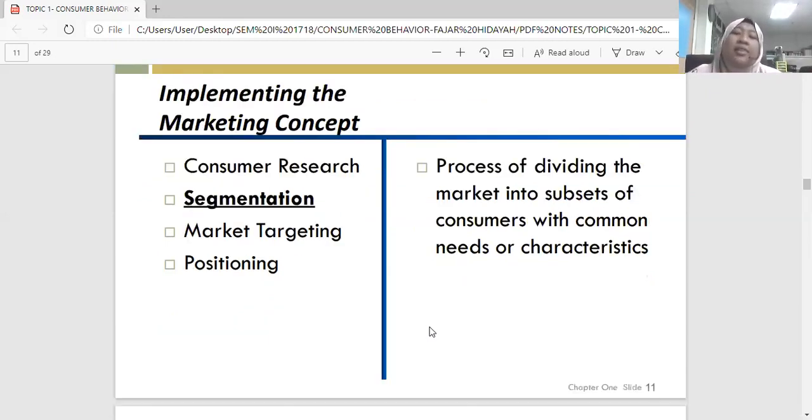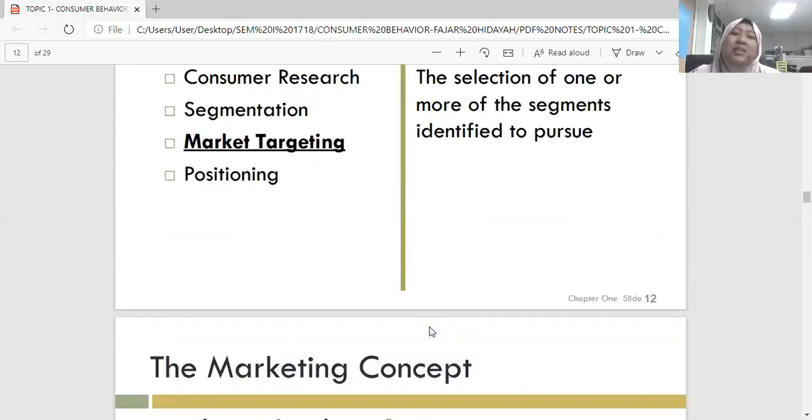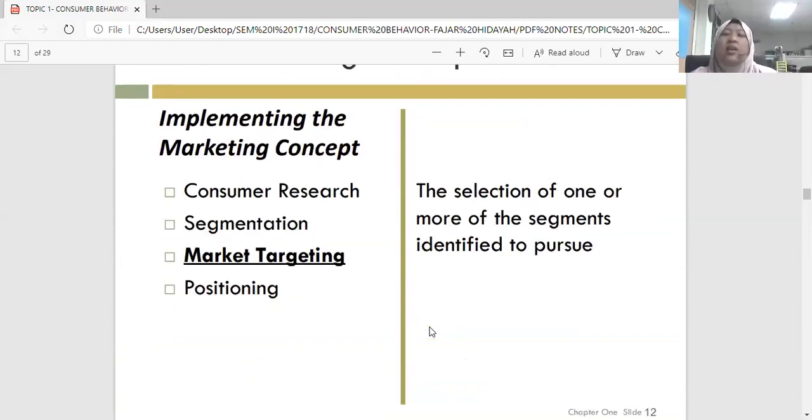And the third one is market targeting. Targeting is the selection of one or more of the identified segments to pursue. When talking about market targeting, it's very simple for me: who is your target market? Your target market must be the person who can afford to buy your product. So if I ask who is the target market for Pampers, you know Pampers, for babies, they said it's a baby.